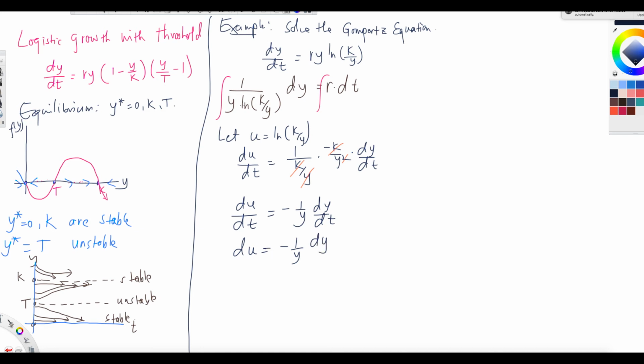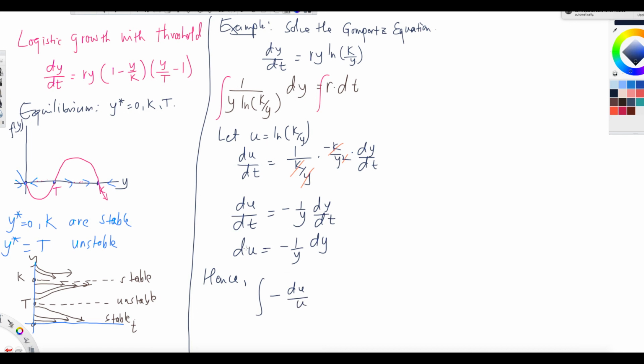So what you get here is, so this is u, right? This will become u because we assume that this will be u. 1 over y dy will be negative du, right? Because there is a negative 1 over. So what do you get? Hence, this will become negative du over u. You see that? Because this one is u, 1 over y dy.